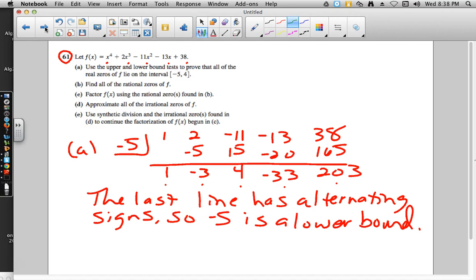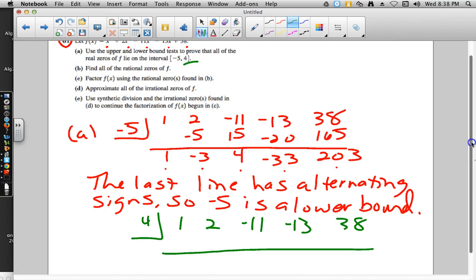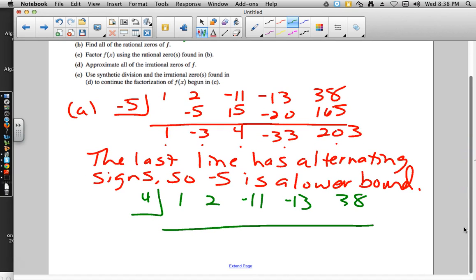Now we want to check for that upper bound, and the upper bound is a 4. So we're going to start over, and we're going to use the 1, the 2, the negative 11, the negative 13, and the 38. And we're going to check this little bugger. Bring down the 1, multiply times 4, you get 4. Inside the box add, and you get 6. Then we have 24, and we add that to negative 11 and get 13. Multiply that by 4 and get 52. Negative 13 and 52 is 39. 4 times 39 is 156. Add that to 38 and we get 194.